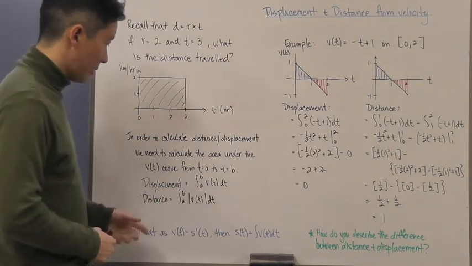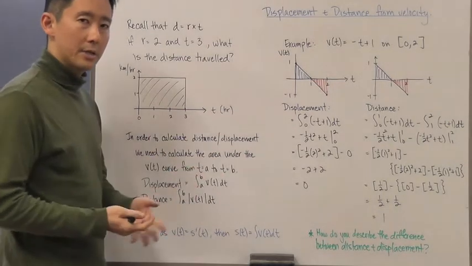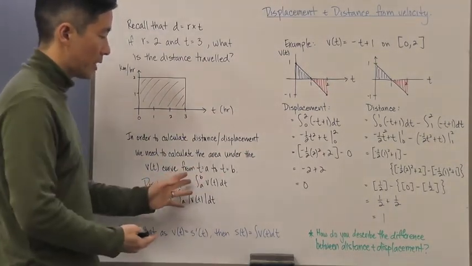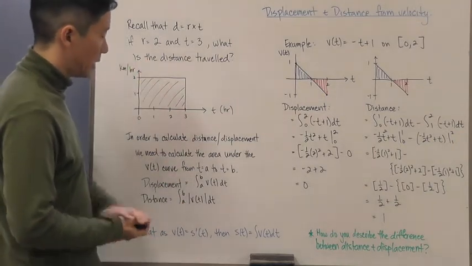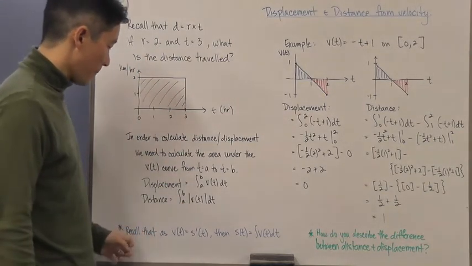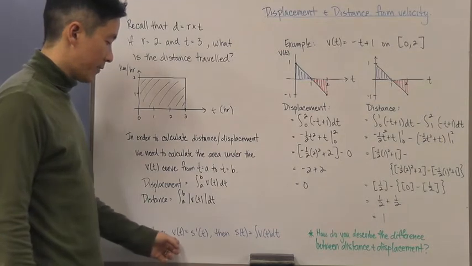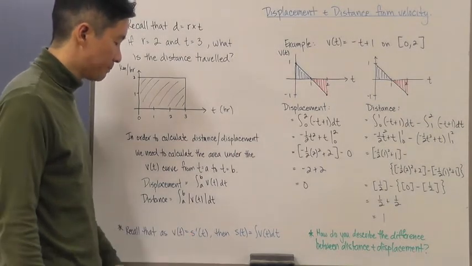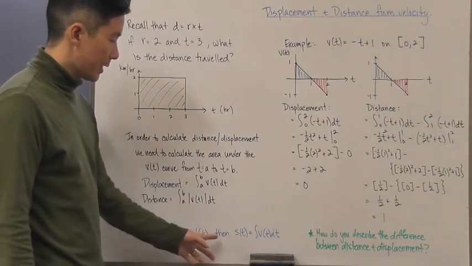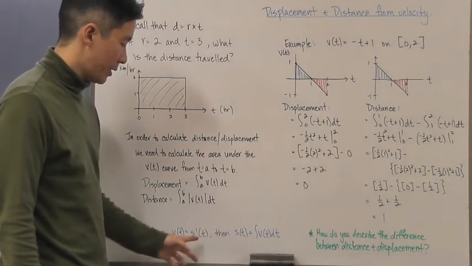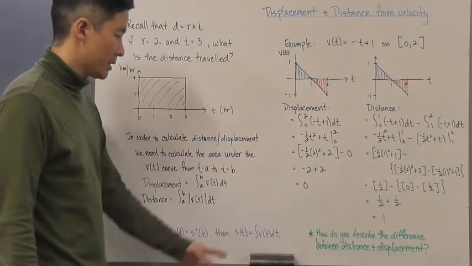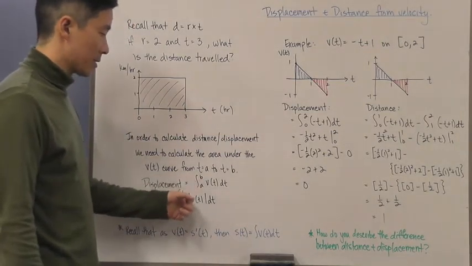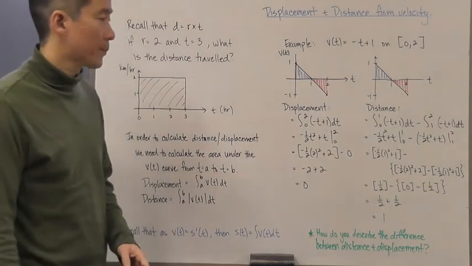Now, let me throw something in there so that we can also see where this is coming from in terms of the integral, beyond the geometric interpretation. Remember that we said the velocity is going to be the first derivative of the distance or displacement function. So if we integrate both of these, then the displacement or distance function is just going to be the integral of the velocity function v of t dt. And that's going to be consistent with what we have there.